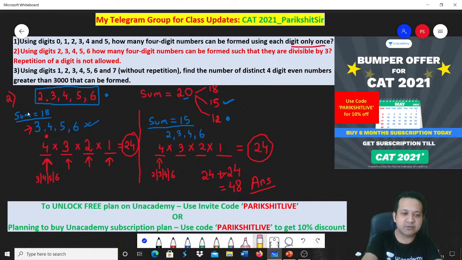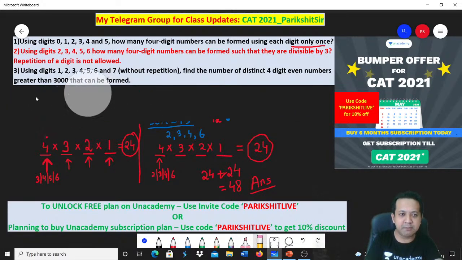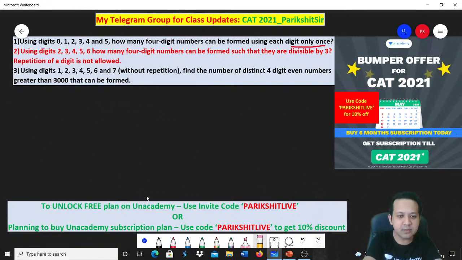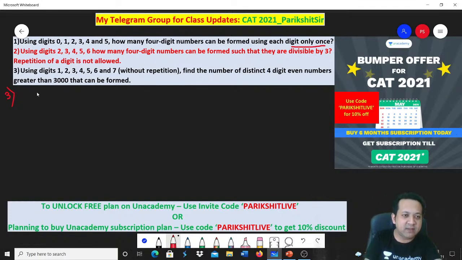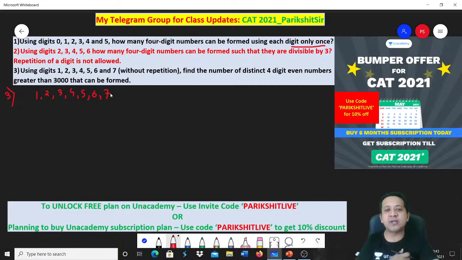Let's look at number 3. Question number 3. Using the digits 1 to 7 without repetition, find the number of distinct 4-digit even numbers greater than 3000 that can be formed. So you have been given the digits 1, 2, 3, 4, 5, 6 and 7. The question is saying find the number of distinct 4-digit even numbers. So you need to form 4-digit even numbers, right?